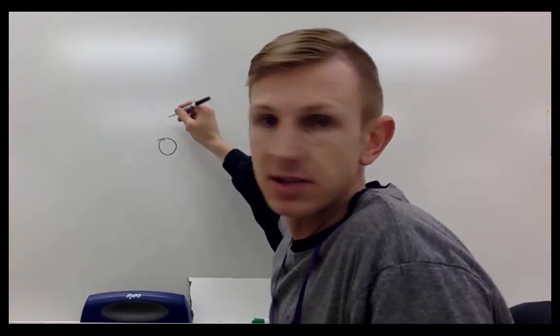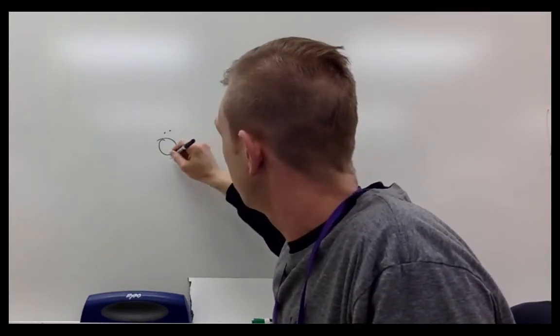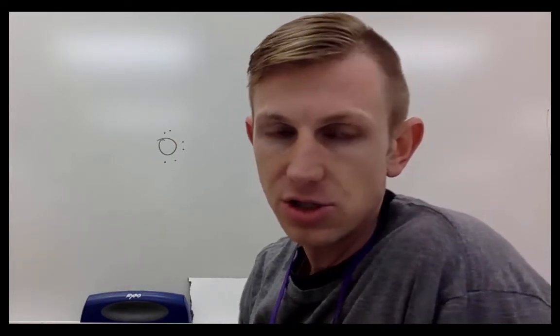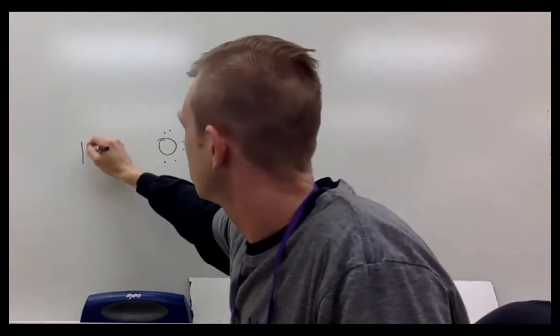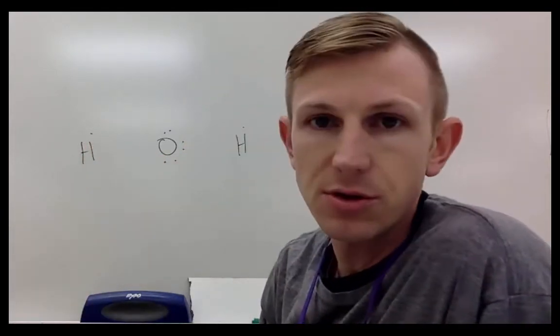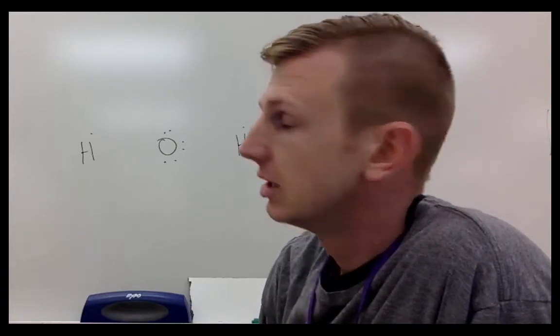Oxygen has 6 valence electrons. 1, 2, 3, 4, 5, 6. And you guys probably know the chemical formula for water, H2O. We're going to put an H over here and an H over here. Both of those guys have 1 valence electron.